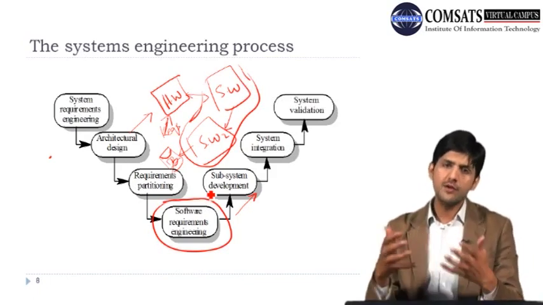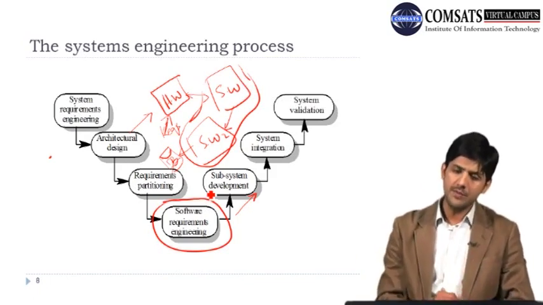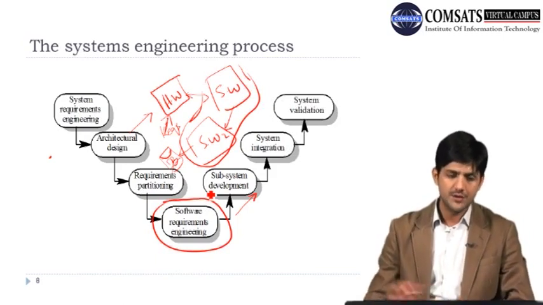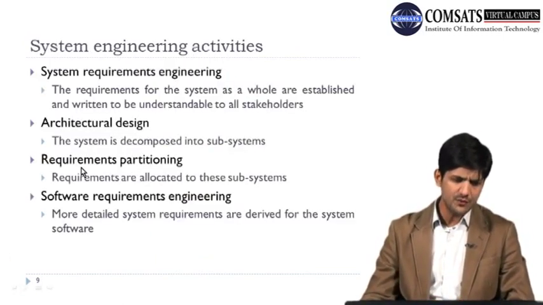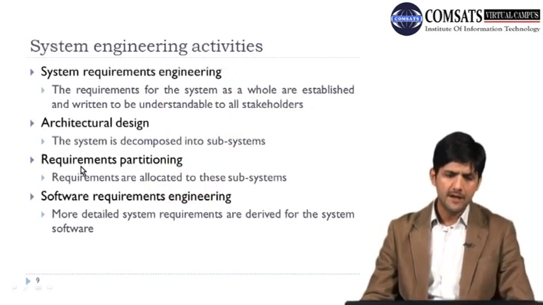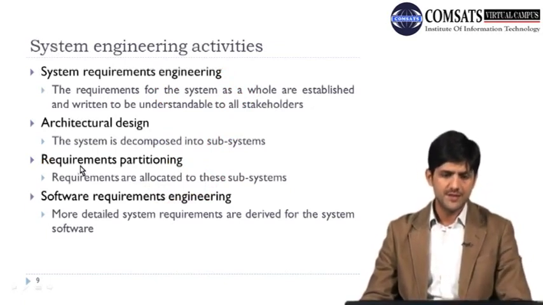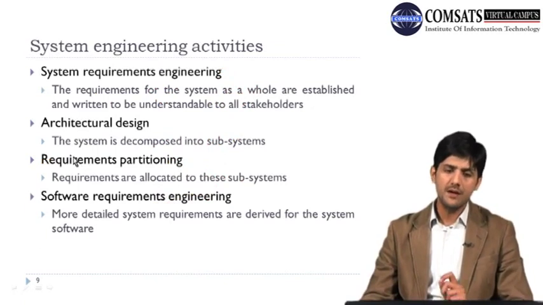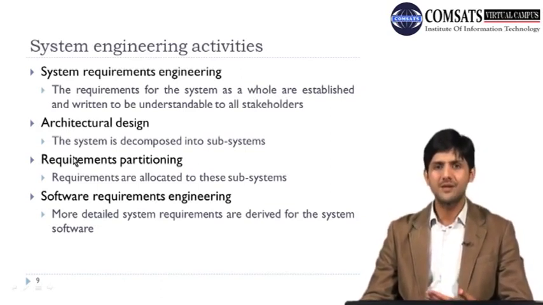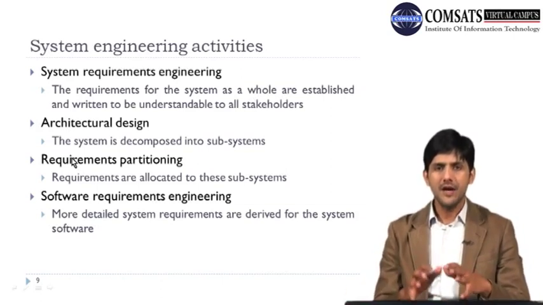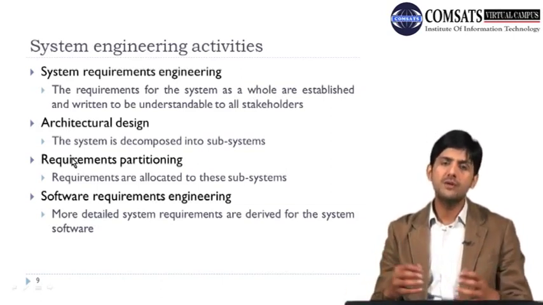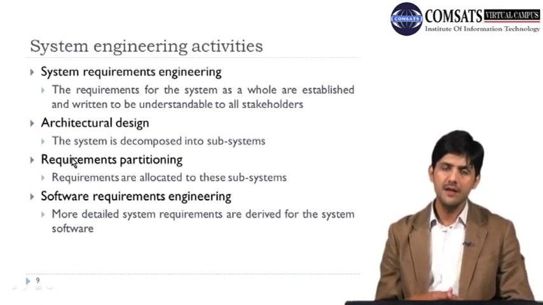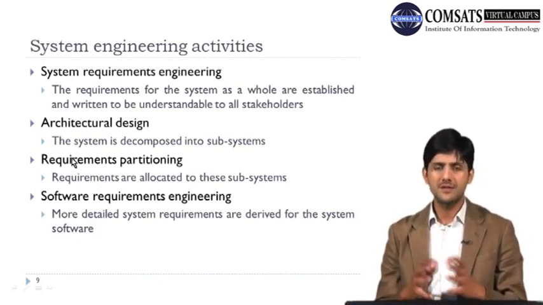And following the software requirement engineering process, we have subsystem development, system integration, and then system validation. So let's quickly see what we do in all these different phases of this system engineering process. When we talk about system requirements engineering, it essentially means the requirements for the system as a whole are established and written to be understandable to all stakeholders. So here we basically try to specify the requirements for the overall system. And when we say architecture design, simply the system is decomposed into subsystems.